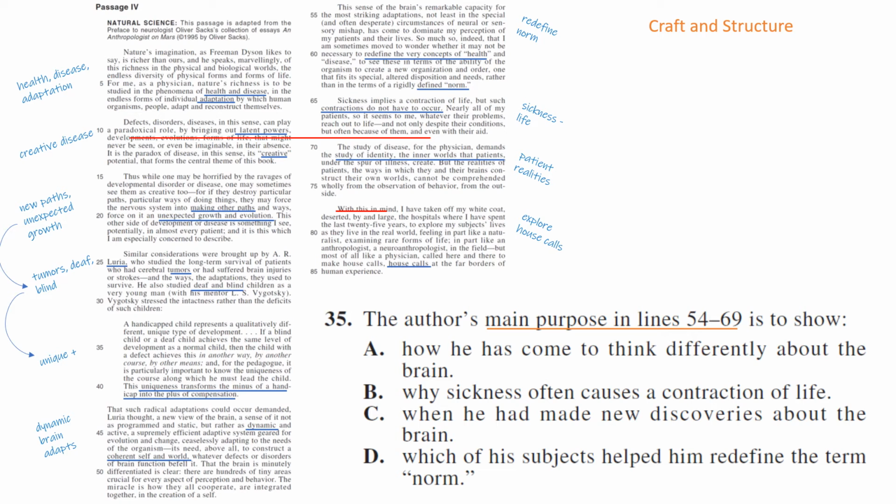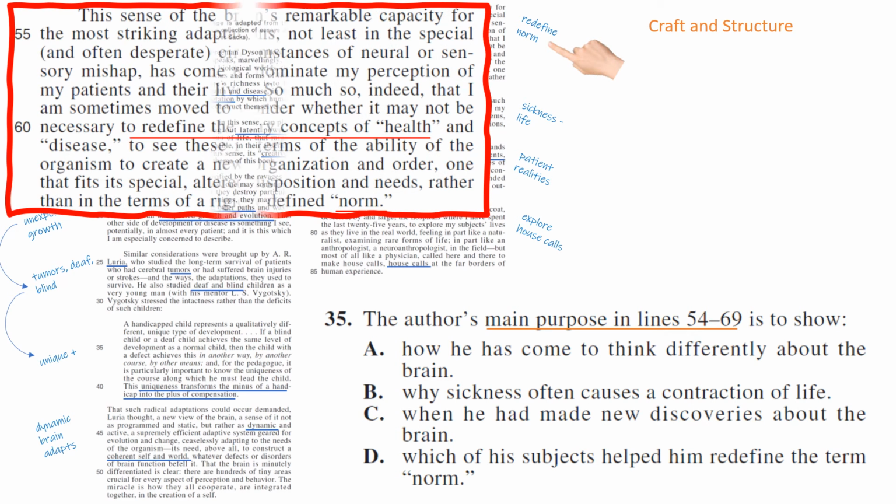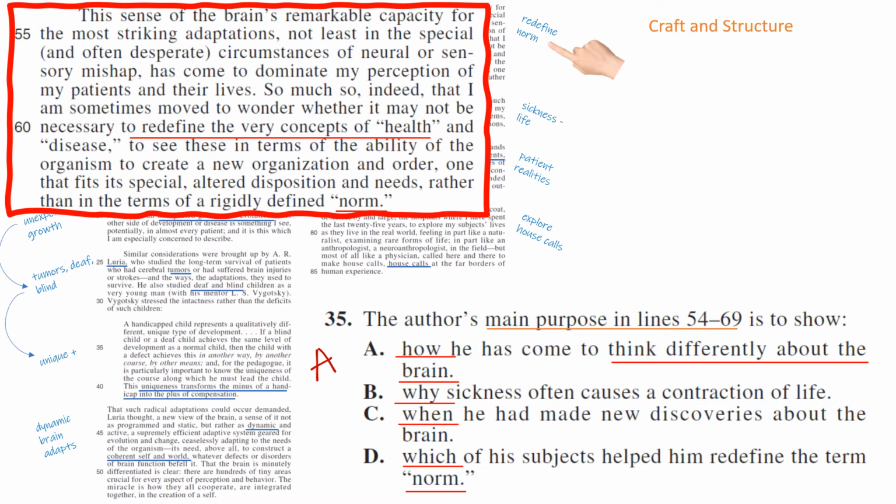The main purpose of lines 54 to 69 is to show what? I wrote it as to redefine norm. So how, why, when, or which, right? So we're redefining. So it looks like it's going to be choice A or D. D says norm, but it says which of his subjects, which isn't mentioned. But how he came to think differently about the brain is what's going on, how the author came to redefine the norms. So the answer is A.